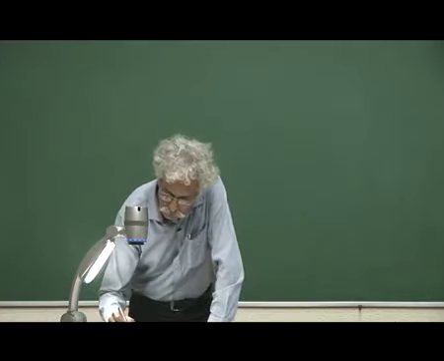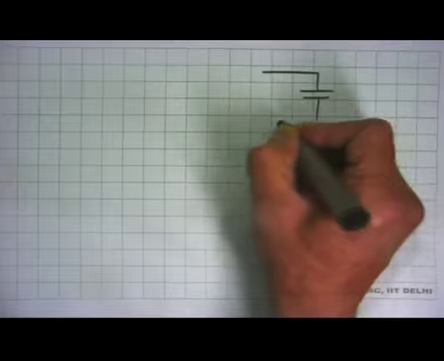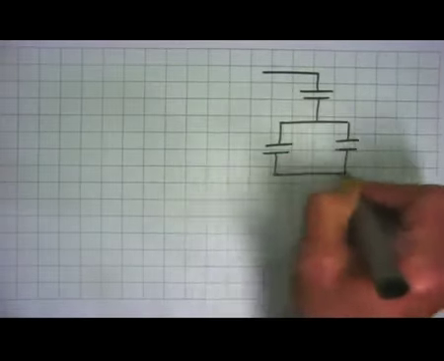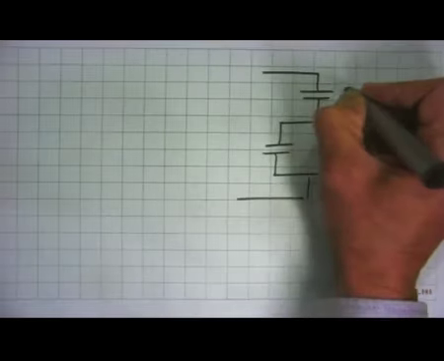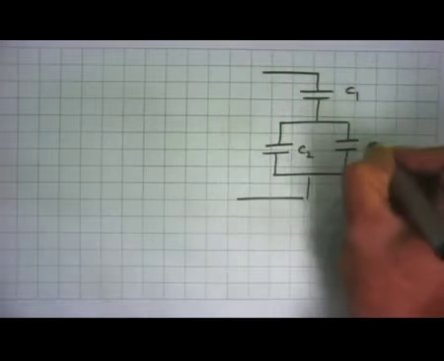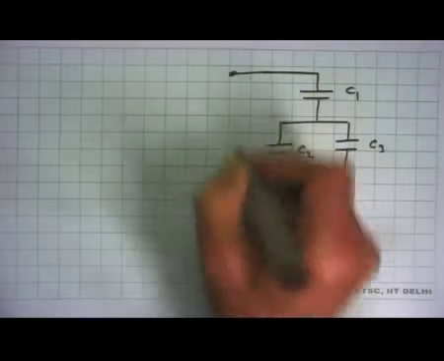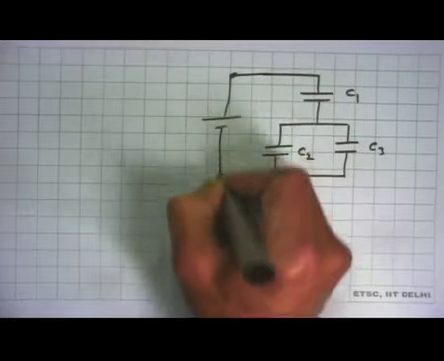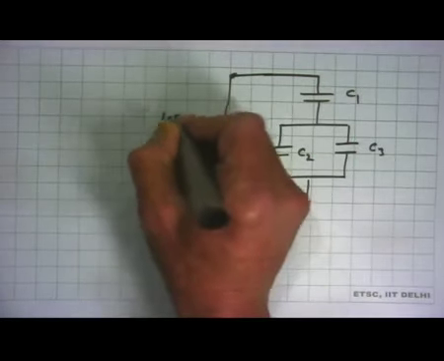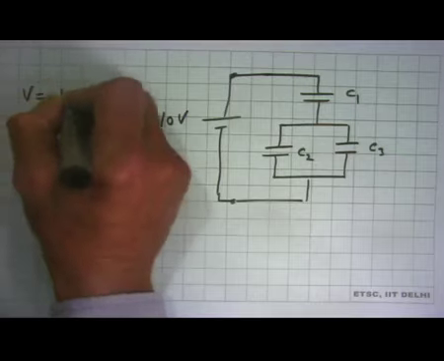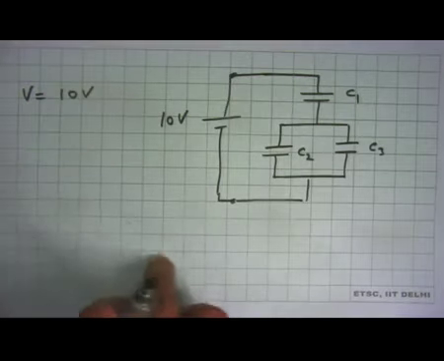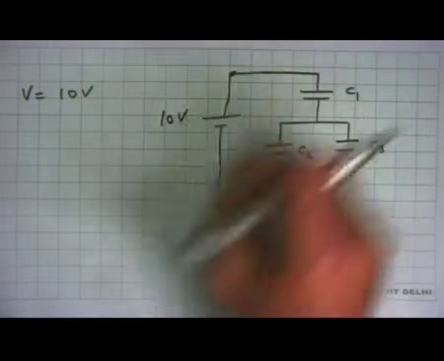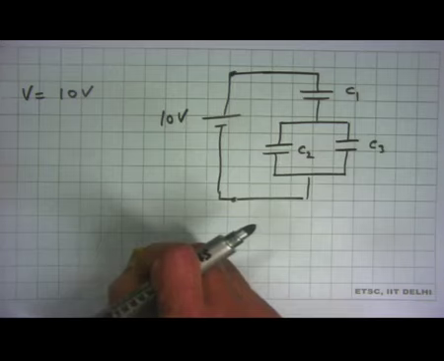So, I have this capacitance here and these 2 capacitances. This was C1, C2, C3. Now, let me assume I apply a potential difference of 10 volts, so V is equal to 10 volts. I want to calculate how much charge there is in each of these capacitors and what the potential differences are.